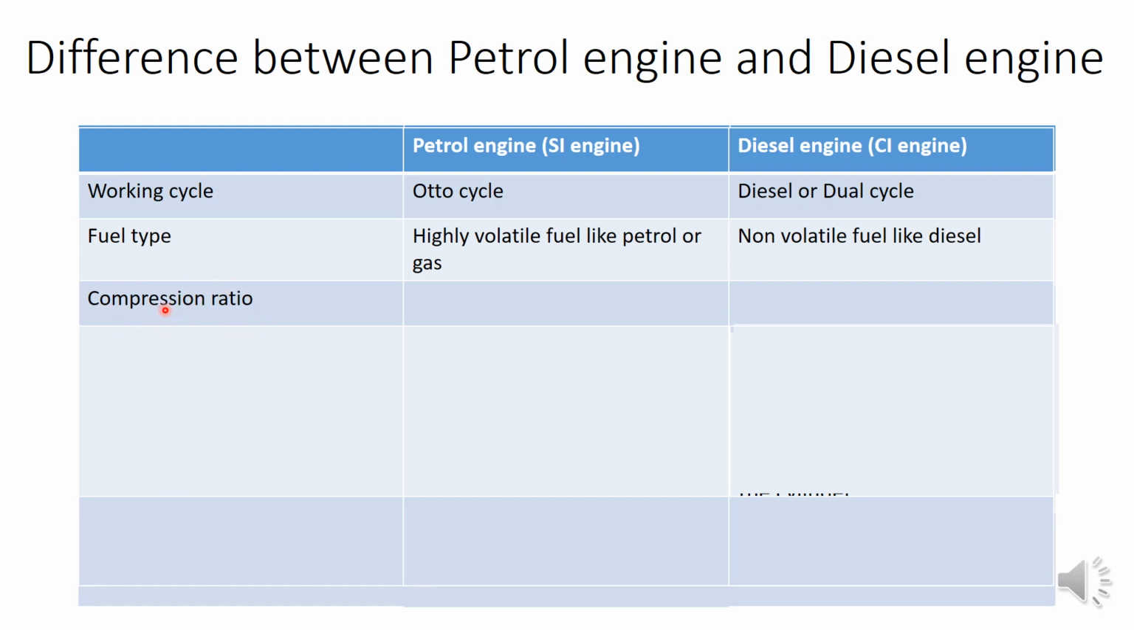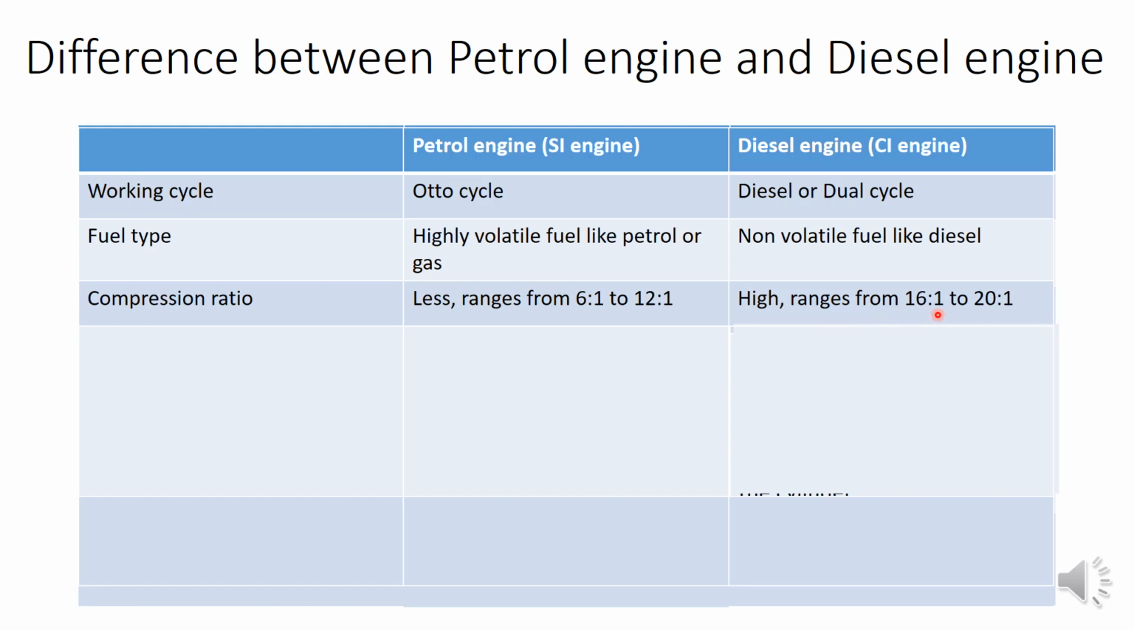And the most important difference is the compression ratio. We have already defined the compression ratio: volume before compression by volume after compression, Vs plus Vc by Vc. In a petrol engine, the compression ratio ranges from 6:1 to 12:1. That is the normal range for a petrol engine. Whereas the diesel engine is on the higher side, with a compression ratio of 16:1 to 20:1. So a very high compression ratio is used in a diesel engine.